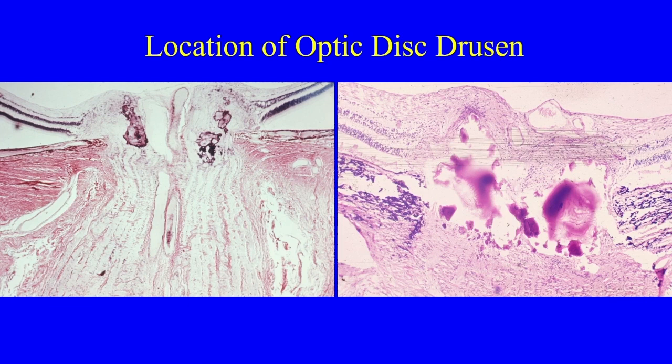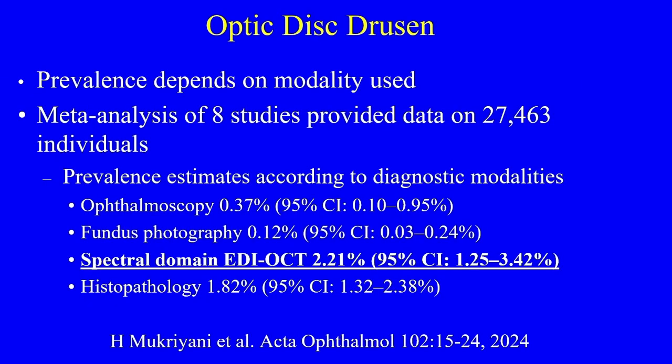So here are two histopathologic examples, and I'll just draw in for you the lamina fibrosa, and you see that all of these calcified bodies are anterior. If you see something posterior to the lamina with, say, an EDI OCT, that's not a druse.